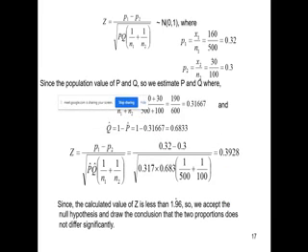Now compare it with this value of 1.96. So the calculated value of Z which I got here is obviously less than 1.96. So if it is less than 1.96, then as per convention I need to accept the null hypothesis. So we accept the null hypothesis. So what is the null hypothesis? Null hypothesis is H0: P1 equal to P2.